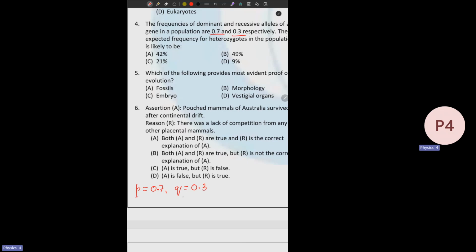Small p stands for the dominant trait allele and small q stands for the recessive. So what we have to find is 2pq. How will we do it? 2 multiplied by 0.7 and also multiplied by the value of q, which will give us 0.42 as the answer. When we convert this value into percentage, we get 42%. So here the correct answer is 42%.